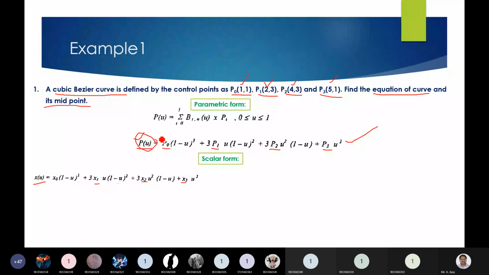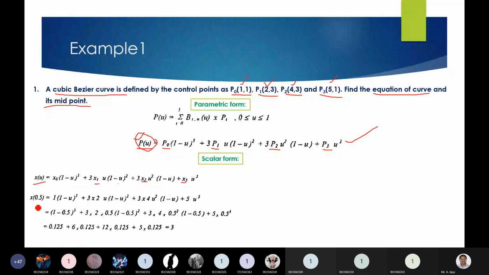Now substitute all these values, and he is also asking you to calculate the midpoint. Midpoint means u is varying from 0 to 1, right? So for the midpoint, u is equal to 0.5. In the scalar form, the x coordinate of the midpoint is nothing but x of 0.5. So x0 is equal to 1: 1 into (1 minus u) whole cube, where u is equal to 0.5. Similarly, 3 into x1, where x1 is equal to 2, right?